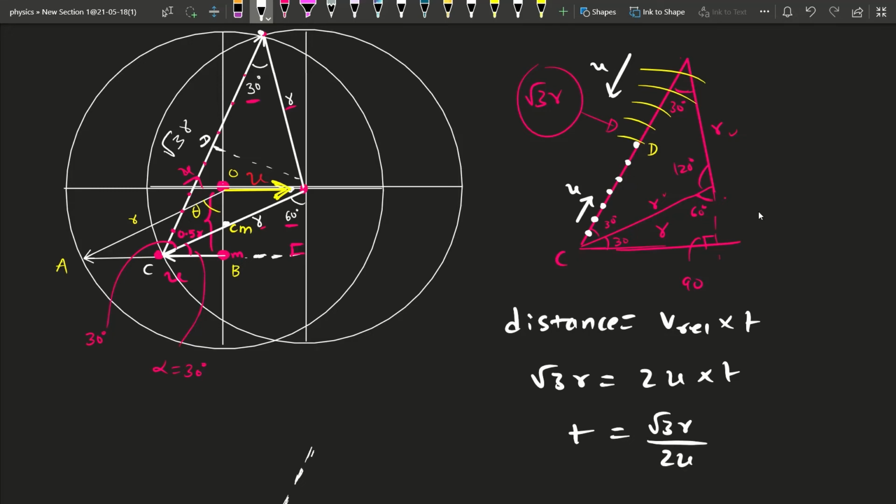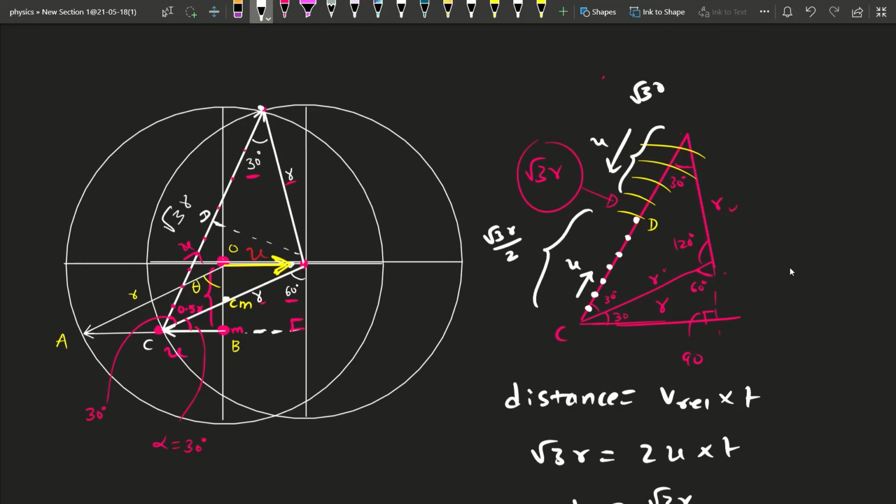So in this time, the distance traveled by the particle from C to D is root 3r by 2. At the same time, the distance traveled by the point on the circumference of the ring in this direction is also root 3r by 2. At the same time, the center will also move. Whenever it's moving like this, the center will move downwards, because we have already seen that at this point the center is here. But whenever it is moving like this, the center is definitely moving downwards.